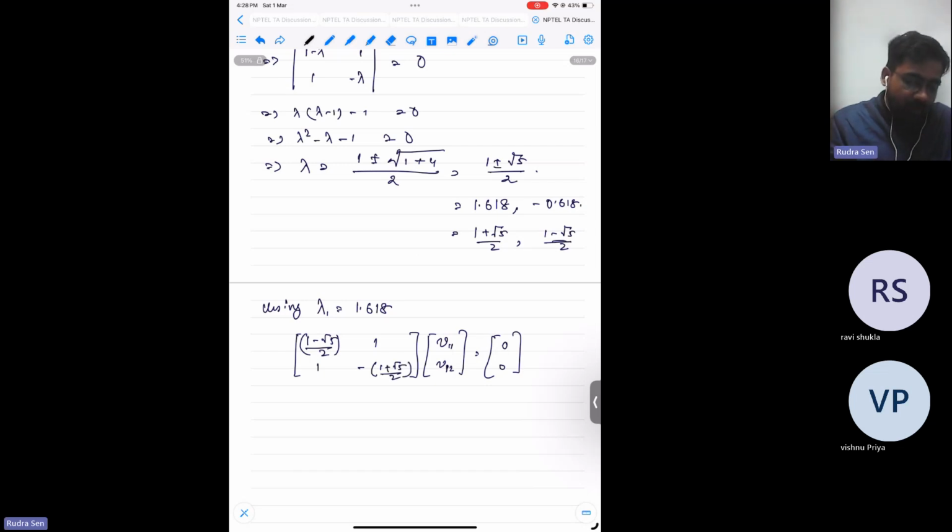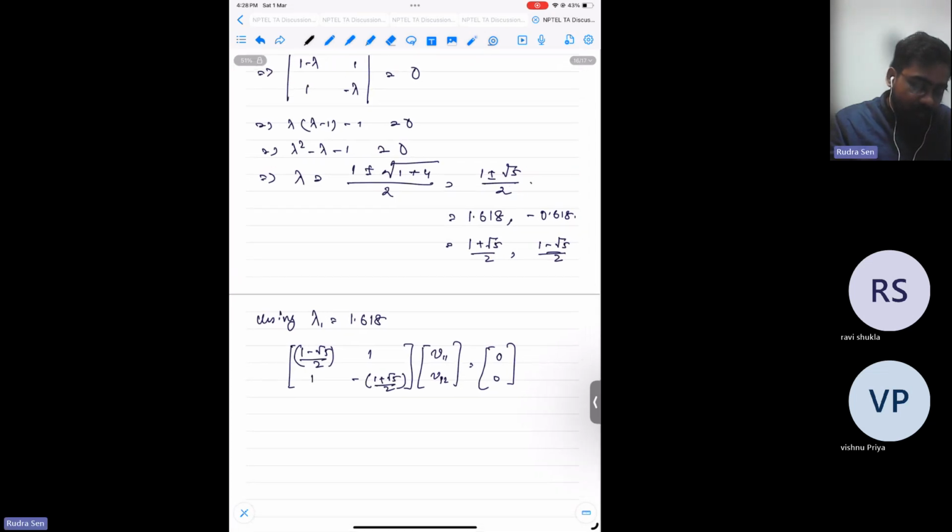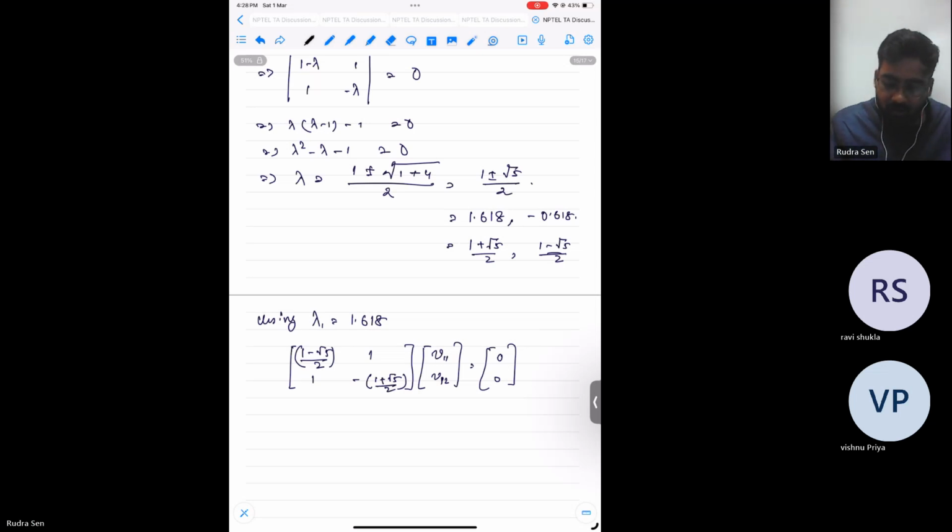So if you multiply these two things, 1 minus root 5, 1 plus root 5, what we get? Minus 4.